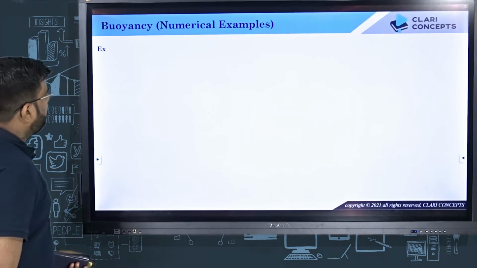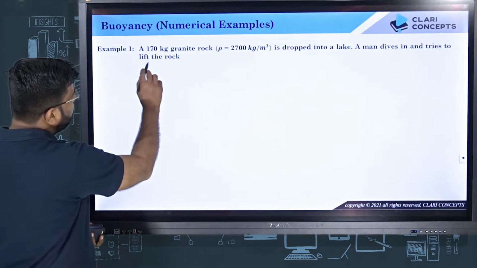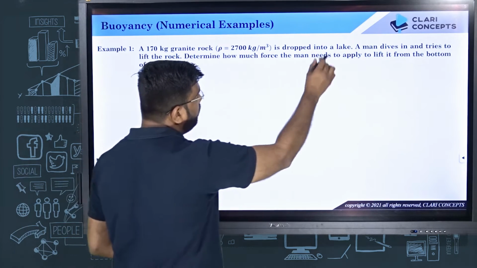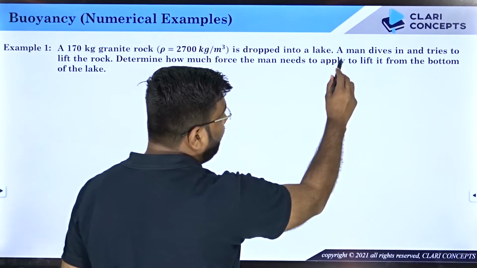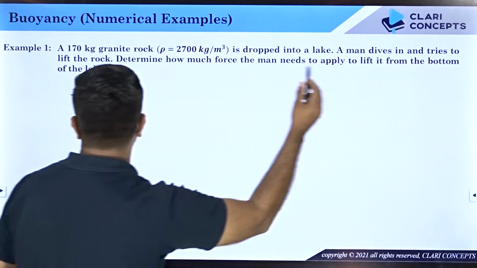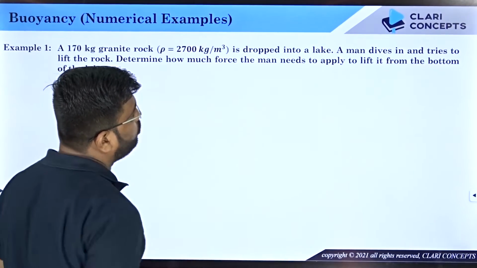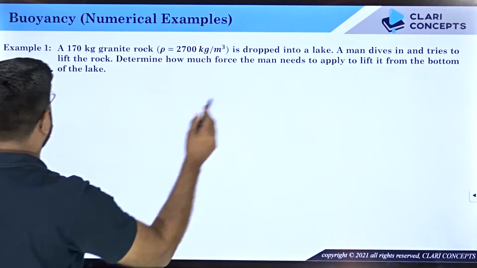Let us start. Example number 1. A 170 kg granite rock, density is given to you, is dropped into a lake. A man dives in and tries to lift the rock. Determine how much force the man needs to apply to lift it from the bottom of the lake.